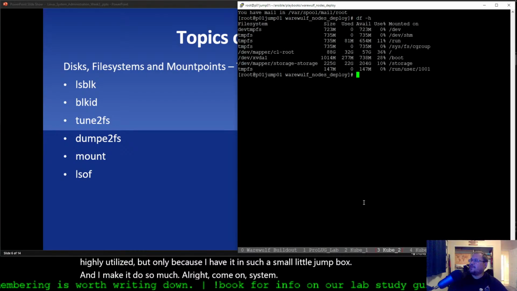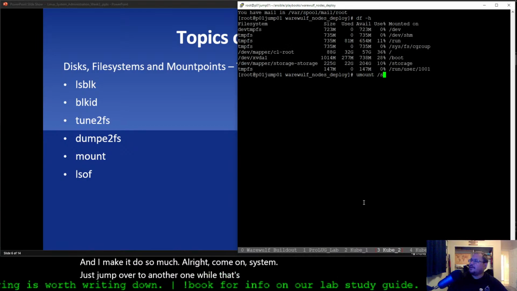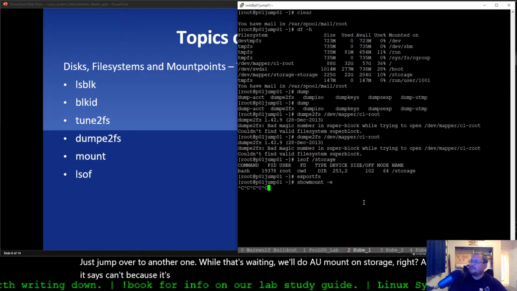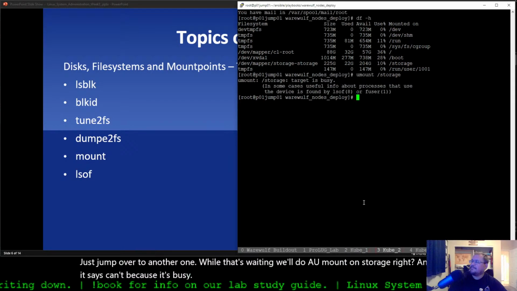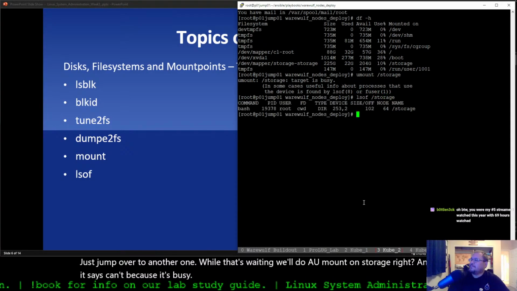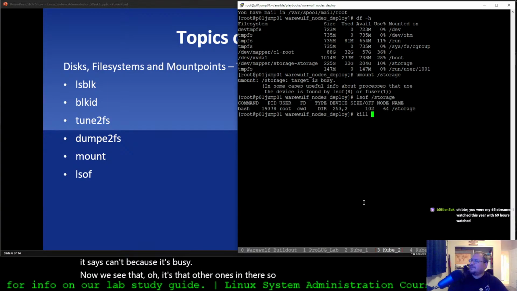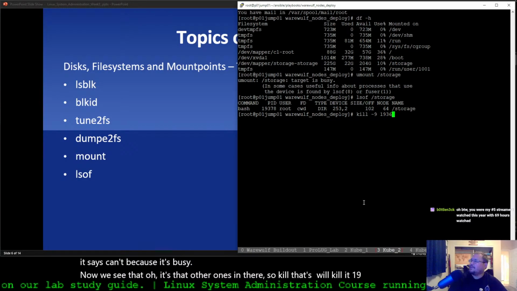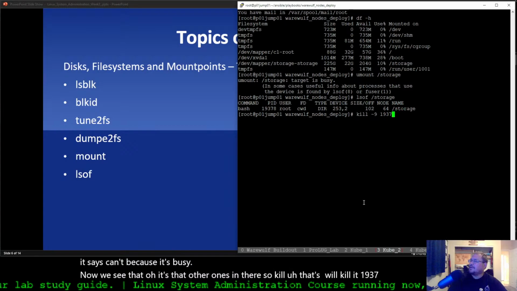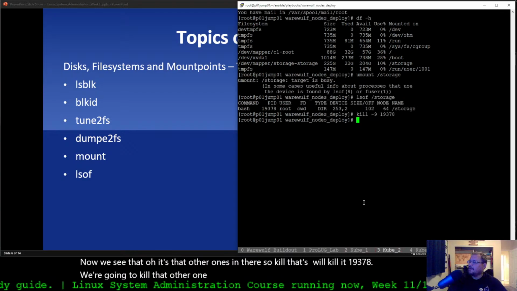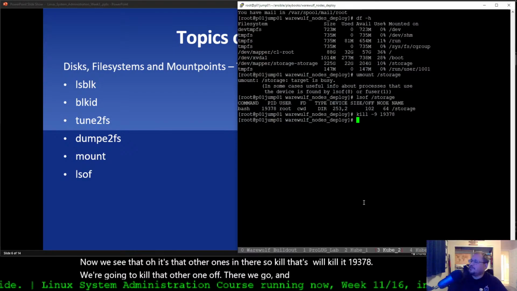Just jump over to another one while that's waiting. We'll do a umount on storage, right? And it says can't because it's busy. Now we see that, oh, it's that other one's in there. So kill, we'll kill it. 1, 9, 3, 7, 8. We're gonna kill that other one off. There we go. And then we'll stay in the original one.